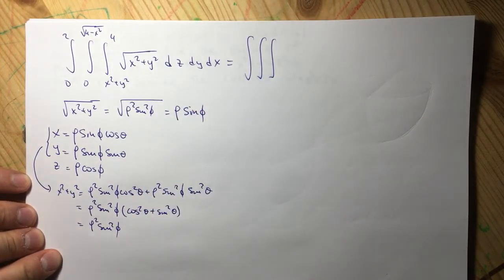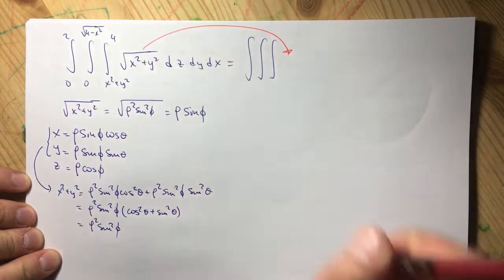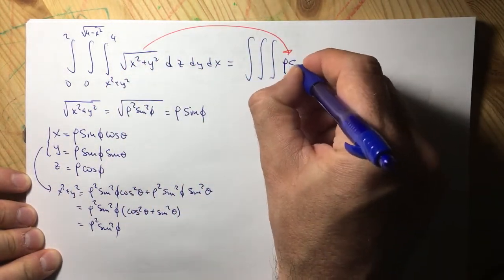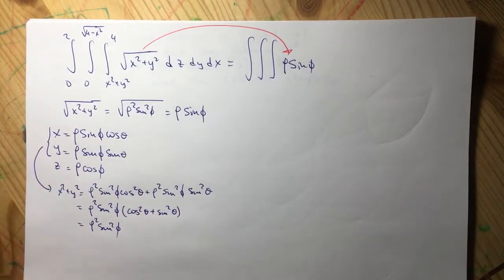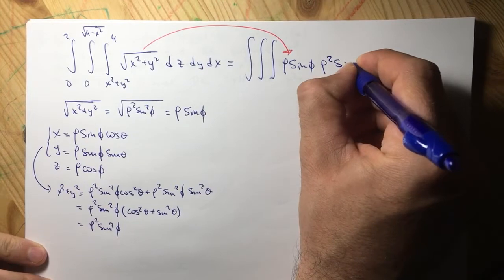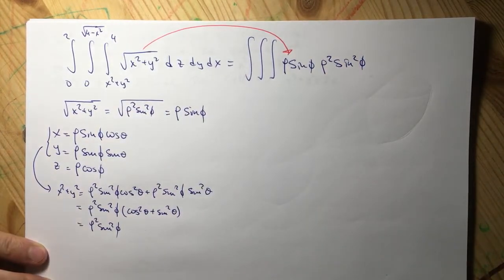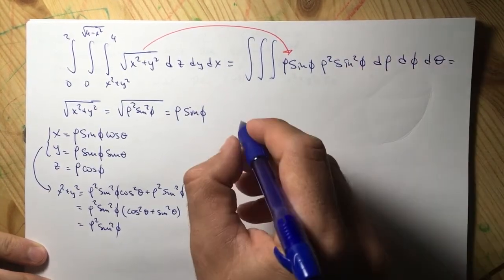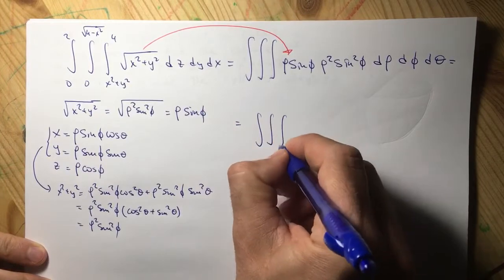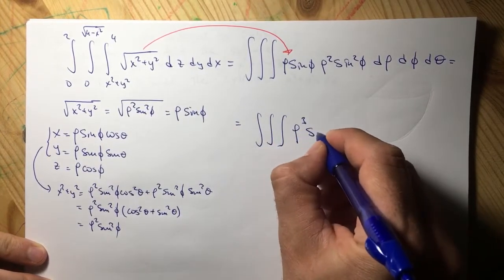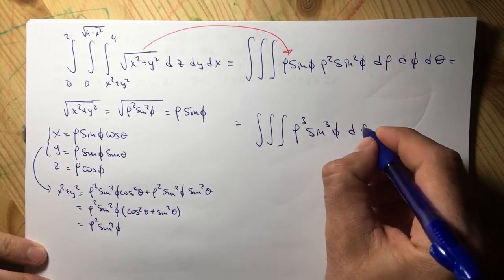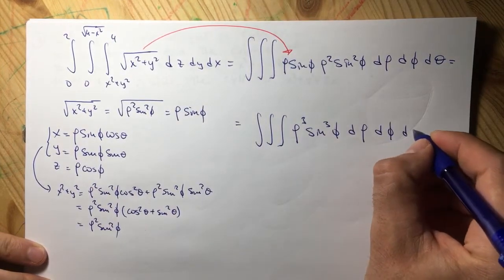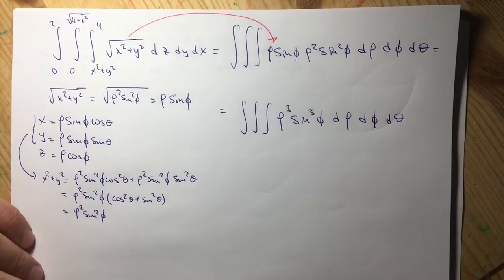So this integrand in spherical coordinates becomes rho sine phi. But now do not forget the Jacobian, and the Jacobian in spherical coordinates is rho squared sine phi d rho d phi d theta, which means this is going to result into the triple integral of rho cubed sine squared phi d rho d phi d theta. Okay, so far so good.